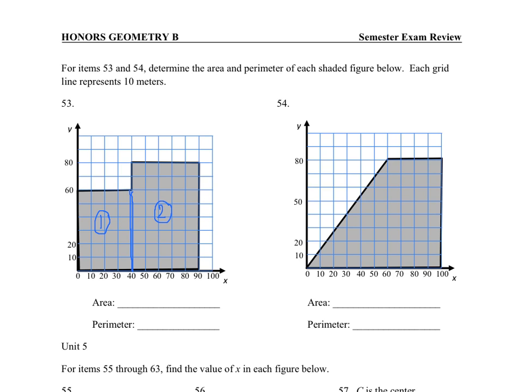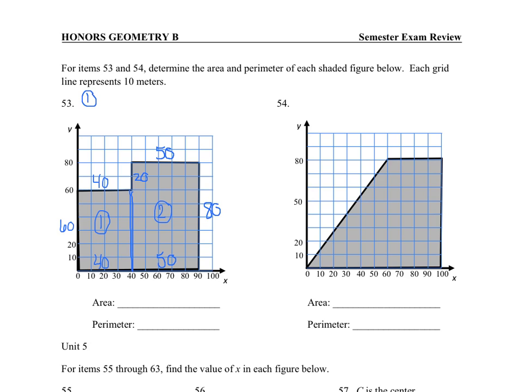My base for problem number 1 is 40, and my height is 60. So I'm also going to have 40 here. Just to go around the figure, because I'll have to do this for the perimeter, this little part right here is going to be 20. This is going to be 50 up here, and 80 down here, and 50 across.